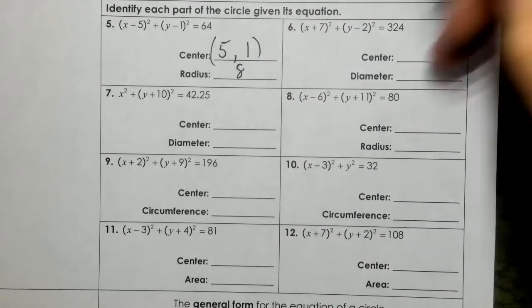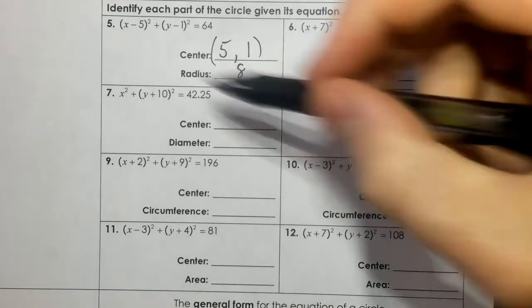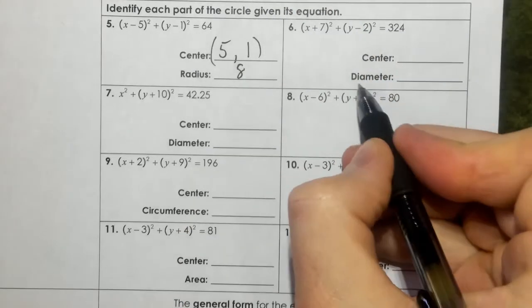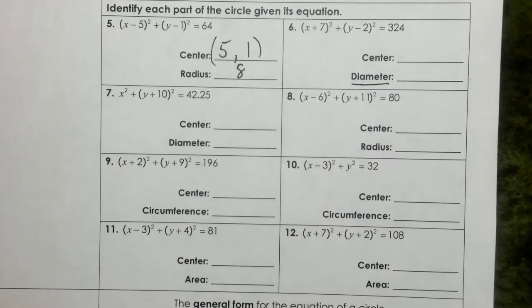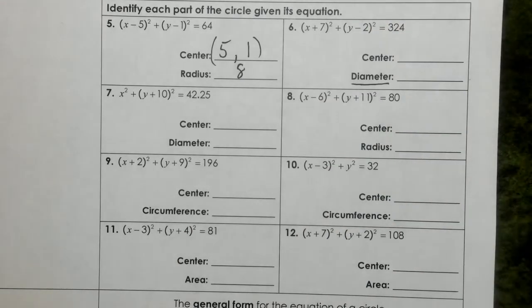Number 6 is exactly the same, so I think I'm going to leave that for you. Okay, actually, it's not exactly the same. Everything's the same except this one asks you to find the diameter. So once you do this, remember diameter is always double the radius. There's your hint for number 6.